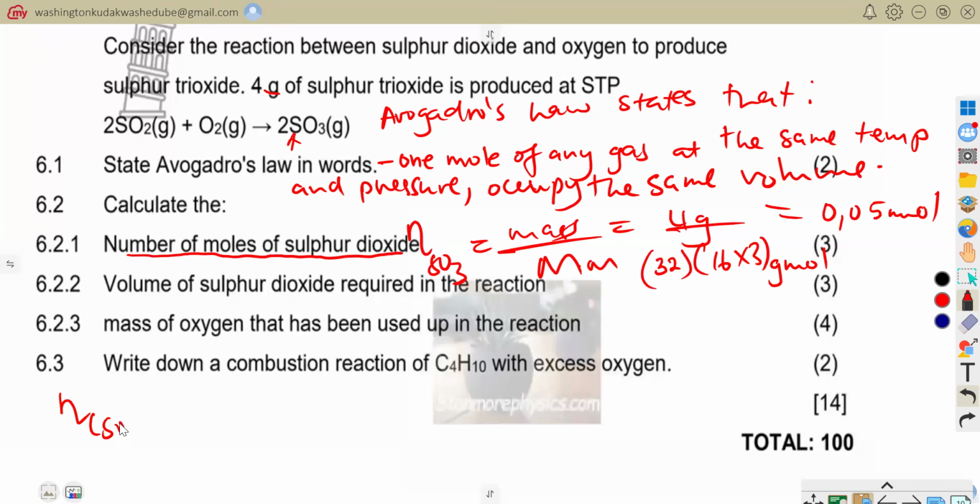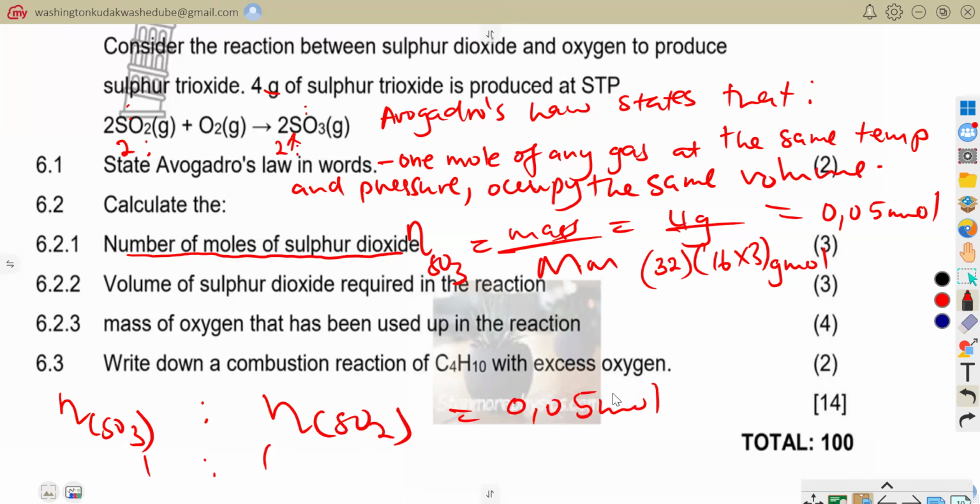We have the number of moles of sulfur trioxide. We want the number of moles of sulfur dioxide. The relationship between sulfur trioxide and sulfur dioxide is that we have 2 moles of sulfur dioxide reacting to form 2 moles of sulfur trioxide. So the number of moles of sulfur trioxide produced are the same number of moles of sulfur dioxide used. You can see that these ones are the same. It's 1:1 or else 2:2. So the number of moles of sulfur dioxide will just be equal to 0.05 moles. So they are the same.